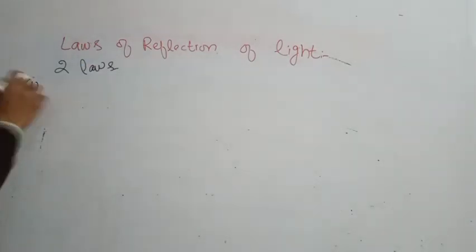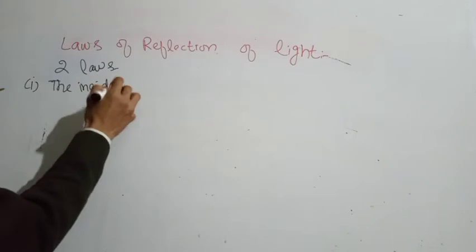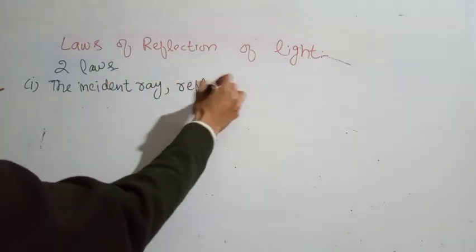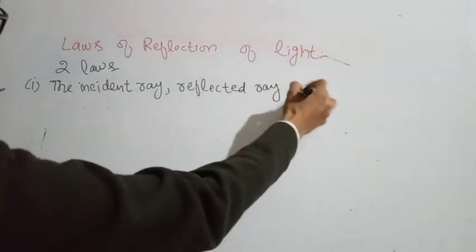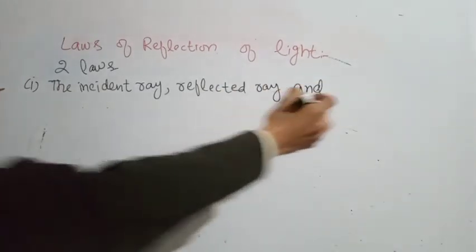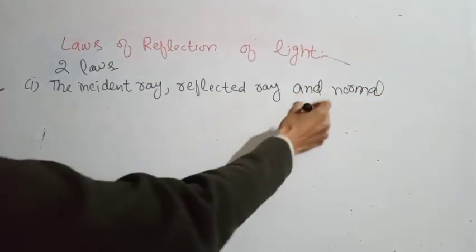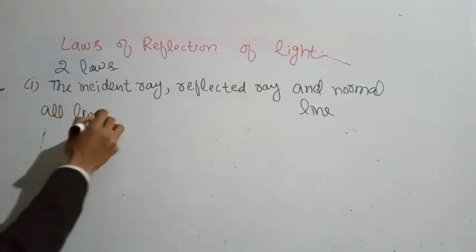The first one is that the incident ray, reflected ray and normal line all lie at the same point.